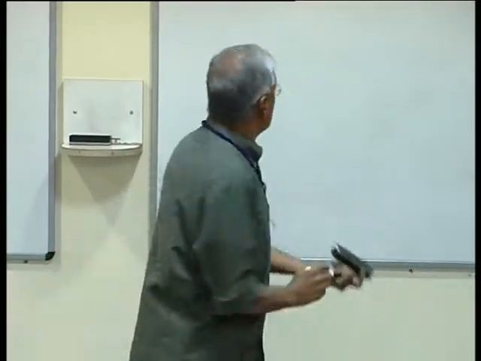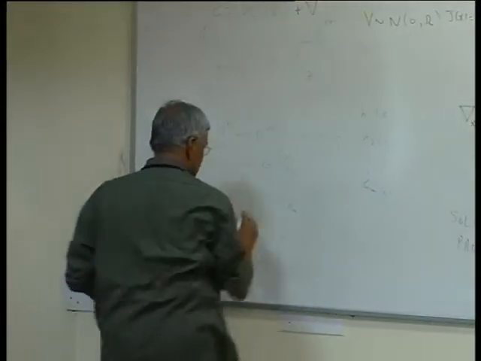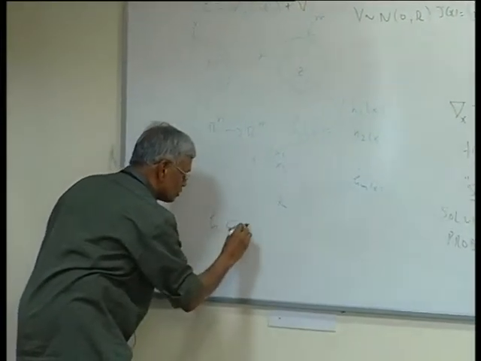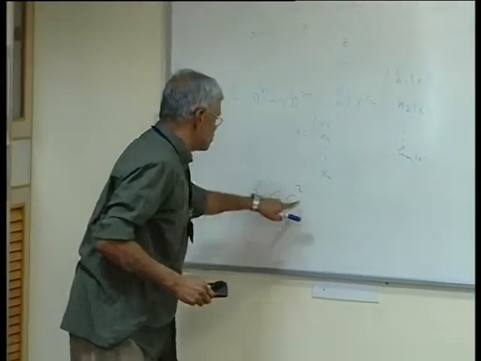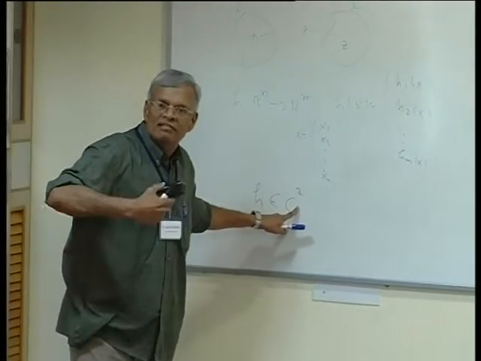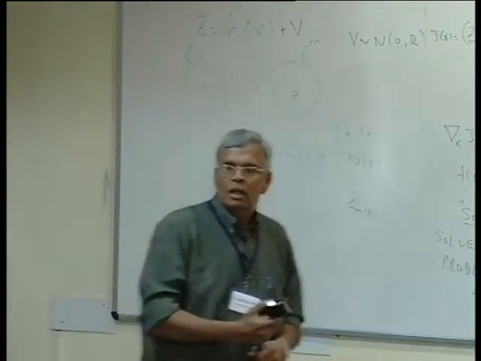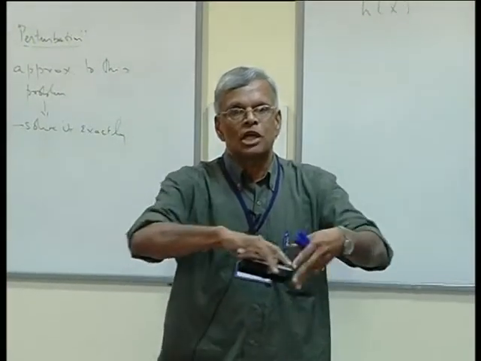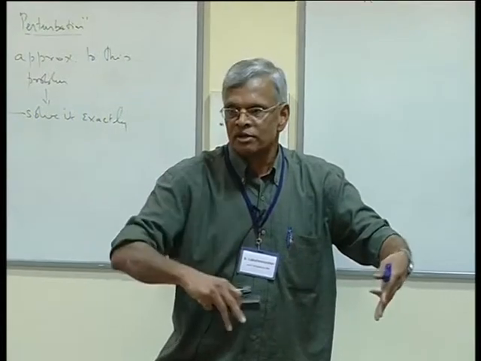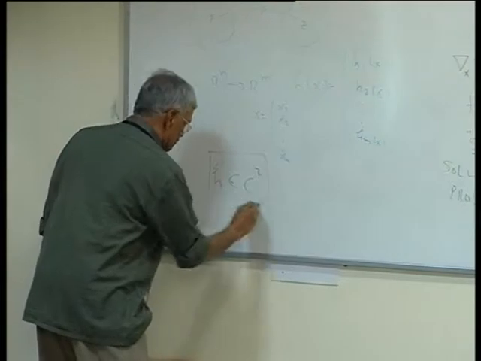So given a function, I'm going to now assume what? My function h is such that h belongs to C2. What does it mean by C2? Every component of h has continuous partial derivatives of order 2. So what does this give you? I have a very safe disposition to be able to talk about second order Taylor series, first order Taylor series, and so on.